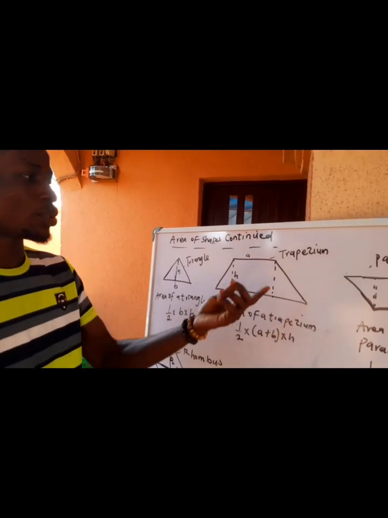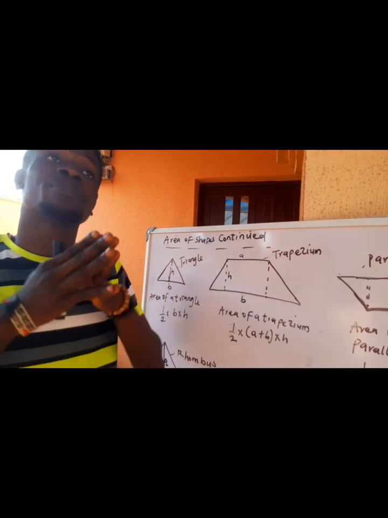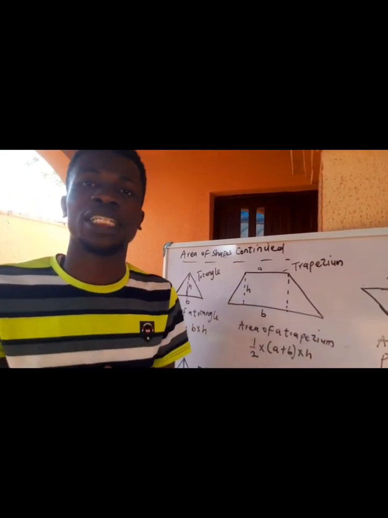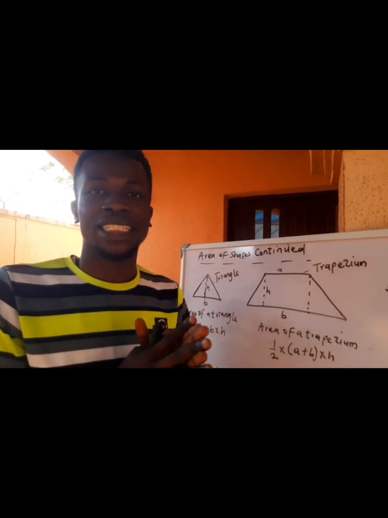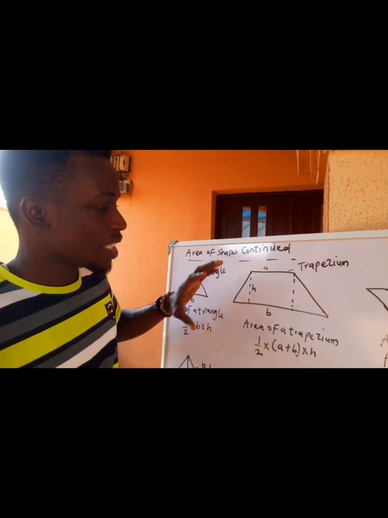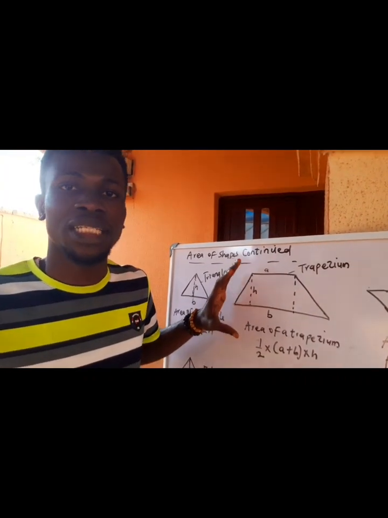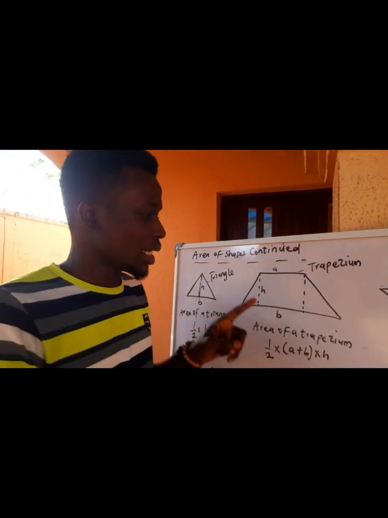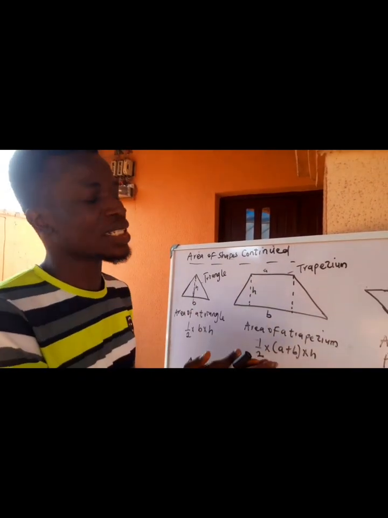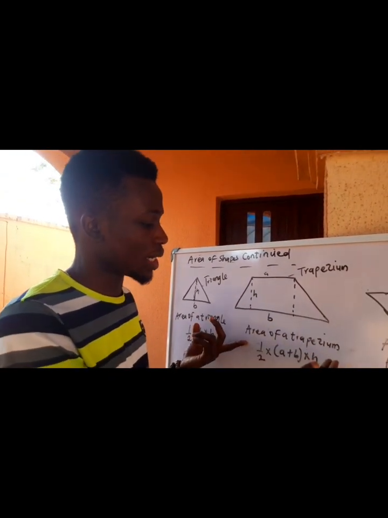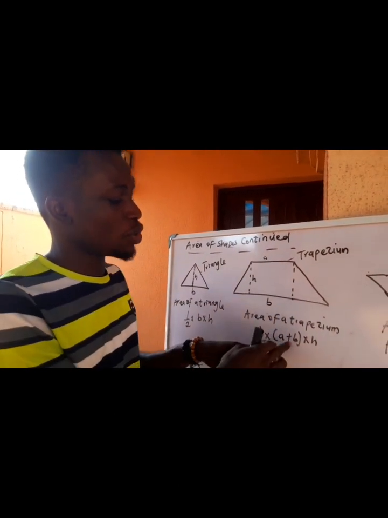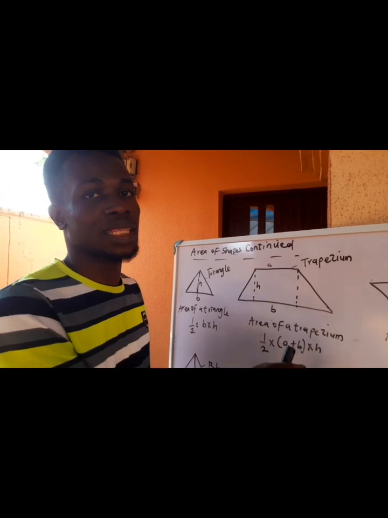Moving on, we have what we call a trapezium. Some like to call this a trapezoid, but whichever name you would like to call it is okay. As you can see here, it is a quadrilateral, meaning that it is a four-sided shape. It has 4 edges or 4 corners. The formula of a trapezium is 1/2 times (a plus b) times h.